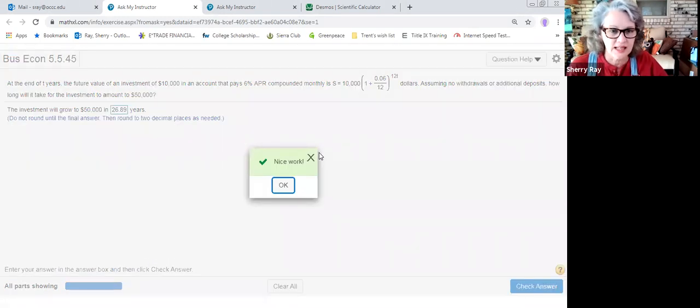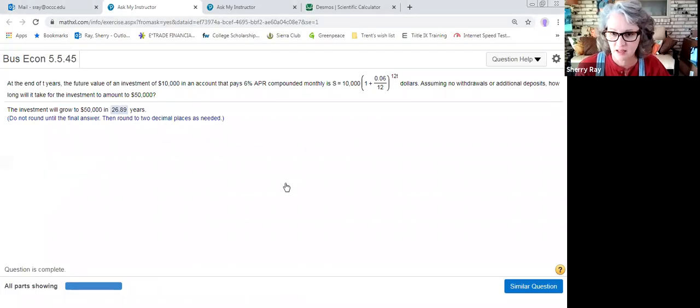And I think that was the question that I just did. It says 5.5.45. That's number 8 on section 5.5. And I got that right. Okay. I hope this helps.